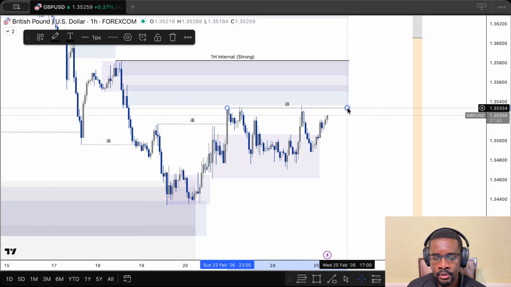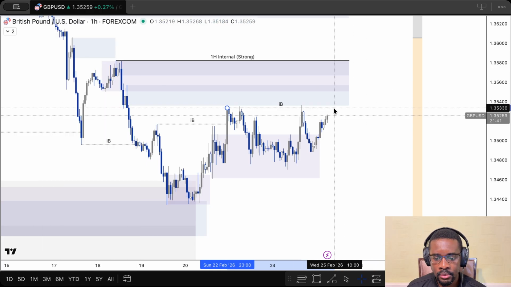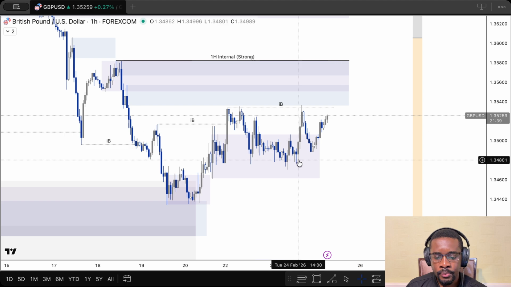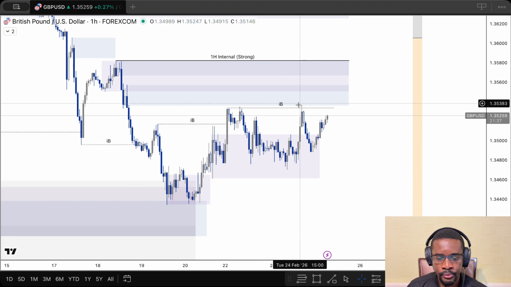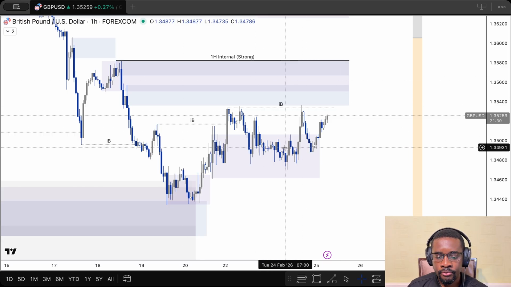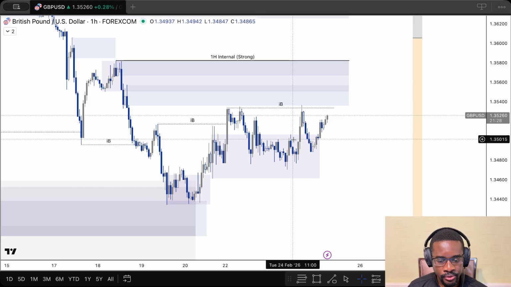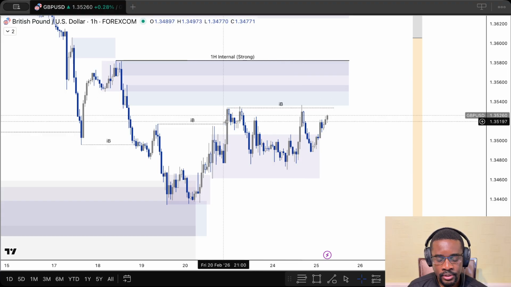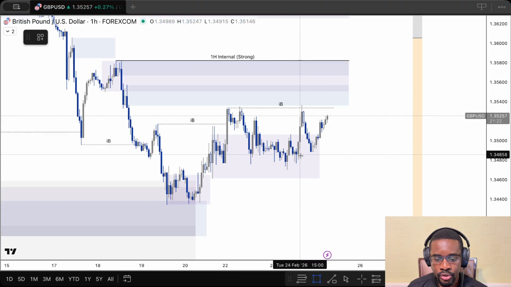I will put it as an IBOS. For me to consider a break of structure, it has to be a candle close. For a significant break of structure, it has to be a candle close. But from a fractal structure standpoint, we can consider the wicks. From our fractal structure, we are still bullish.